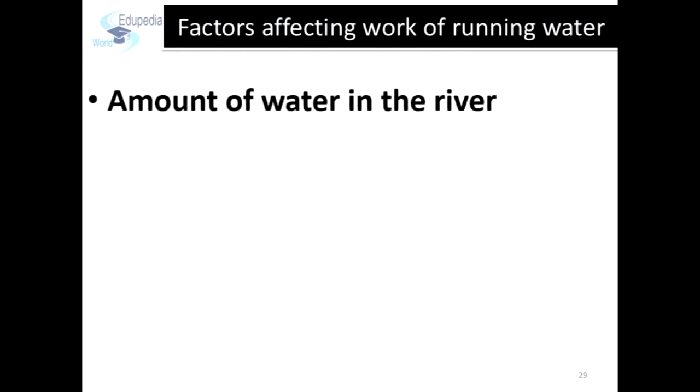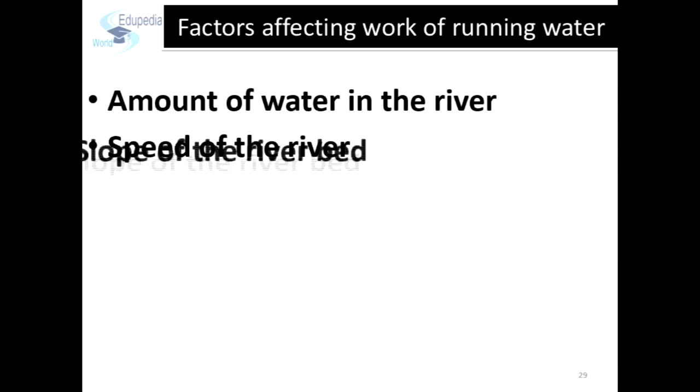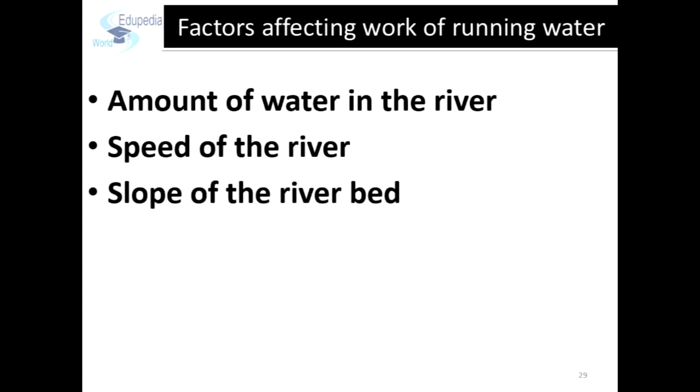A number of factors affect the way water erodes. First is the amount of water in the river. More water will result in more erosion, and less water will result in less erosion. Second is the speed of the river. Well, this is decided by the gradient of the riverbed. More speed results in more erosion. The slope of the riverbed will determine the speed of the river and subsequently the erosion caused by the river.